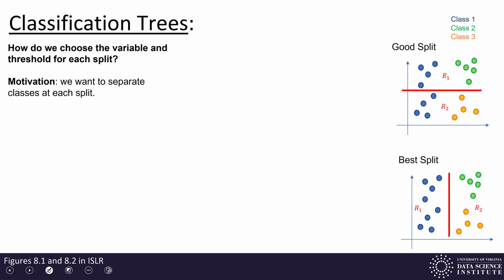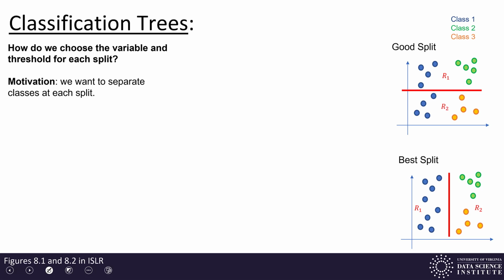Okay, an important question when we're building classification trees: how do we choose the variable and threshold for each split? What we want to do with these splits is divide the data into two separate sets. Separate sets go down the separate branches, and we want to divide it in a way that separates the classes or does something useful in separating the classes.